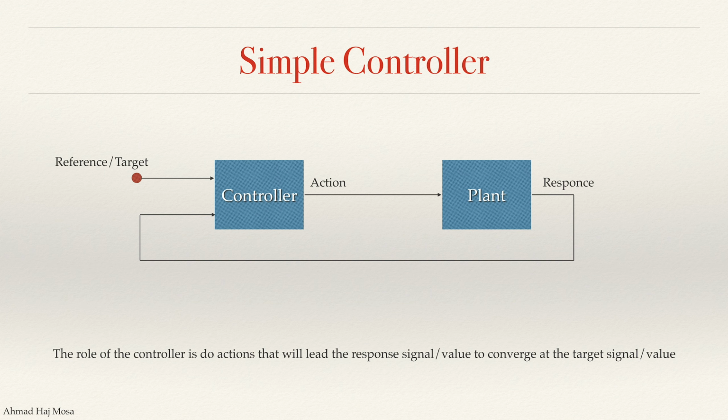Now the controller will basically be what I was doing when I was driving. It's basically controlling the action, which is the throttle. So I'm giving more throttle to increase the speed. Then when I overshoot or cross the target speed, I will remove my hand, as I said, away to reduce the speed again. So these are my actions.